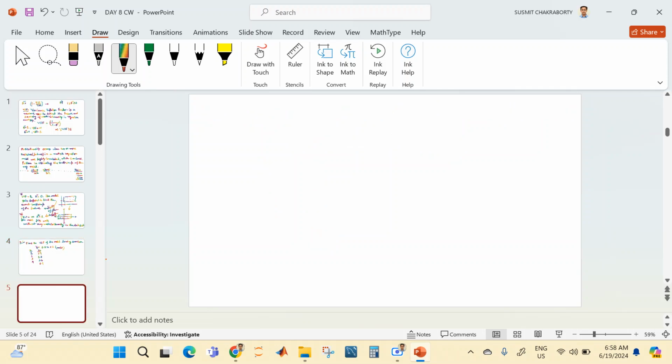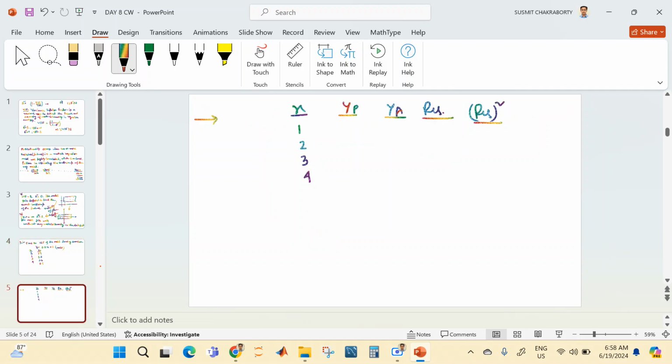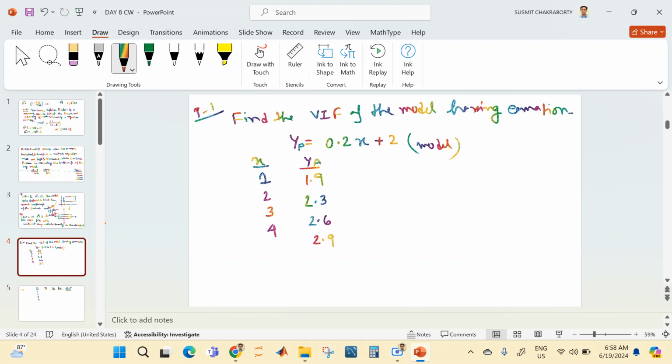So how to find the VIF? To calculate the VIF, you first have to build the table: X, YP, YA, residual, residual square. So 1, 2, 3, 4 are given, and for predicting we use 0.2x plus 2. This is the formula. If I put x equals 1 to find the predicted value, you put the x value in that particular model, so it will be 2.2.